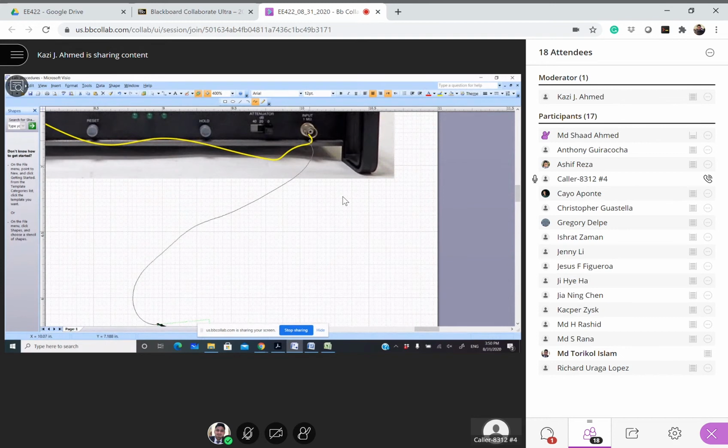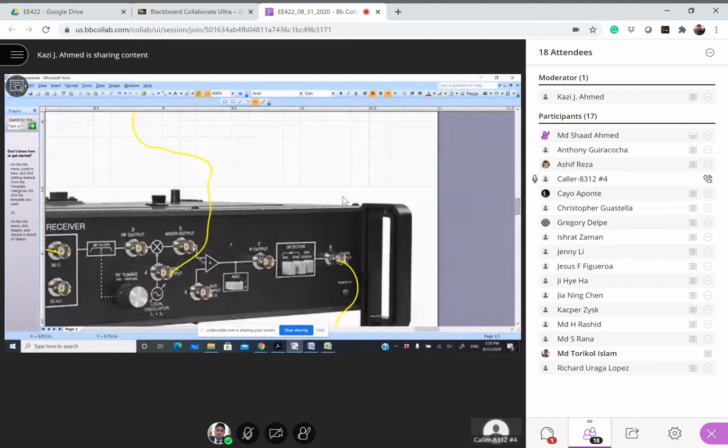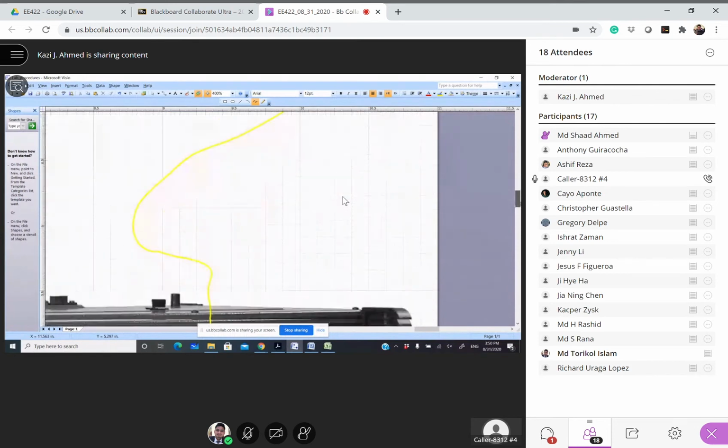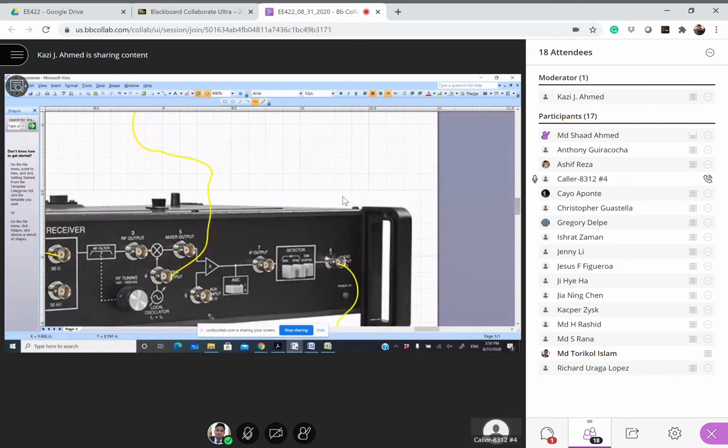I'm just going to use this so that it seems like this is also connected, but in this case, this is not connected. Right, let me see. Okay. Then I just move a little bit. So now I connect the local oscillator to this frequency counter so that we can see what the frequency of the local oscillator is.